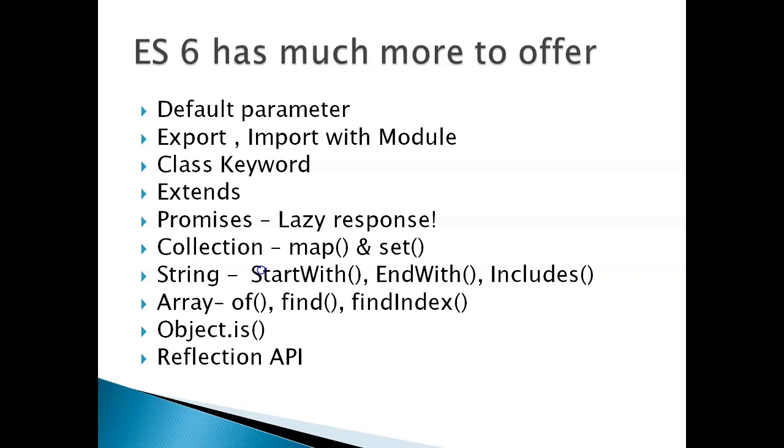So collections: there are some new methods available with respect to arrays now. There is something called map and set. With respect to string, there are generally boolean-returning functions, like get me some string starting with something, ending with something, and if it includes so and so thing. Array has findIndex kind of methods. Then for objects, just like there was typeof, there is Object.is, and for comparison of two different objects, you can very well use the Object.is function.